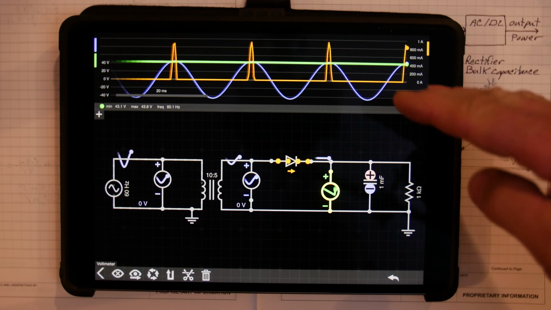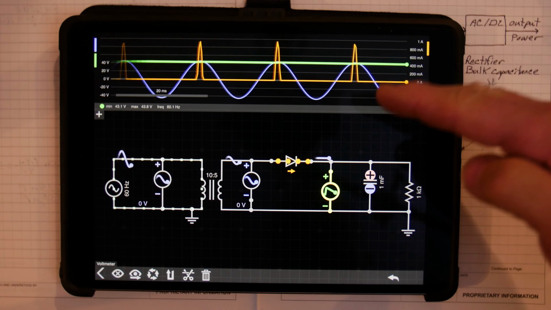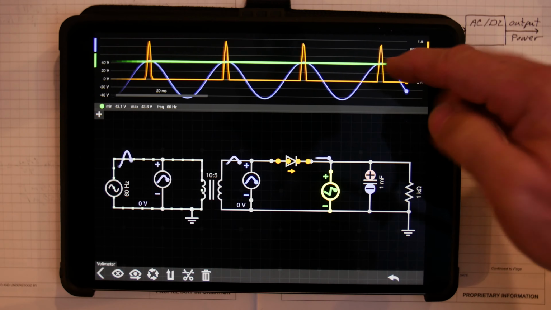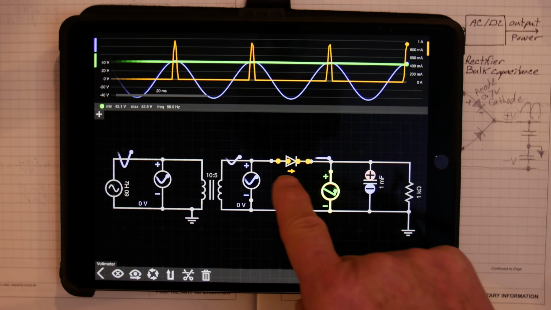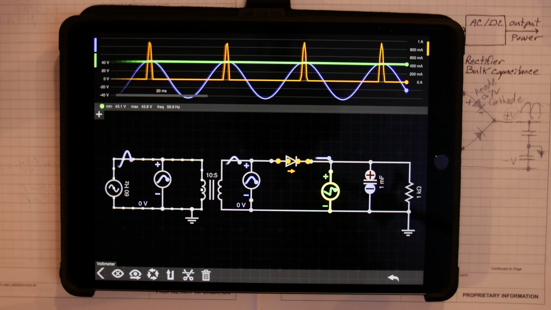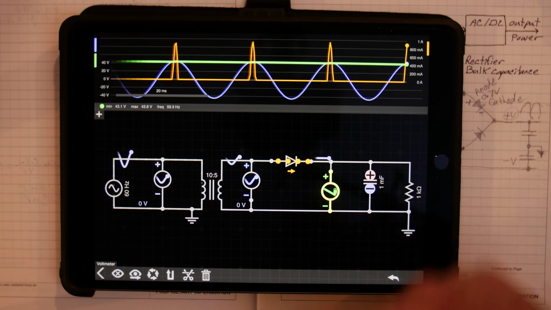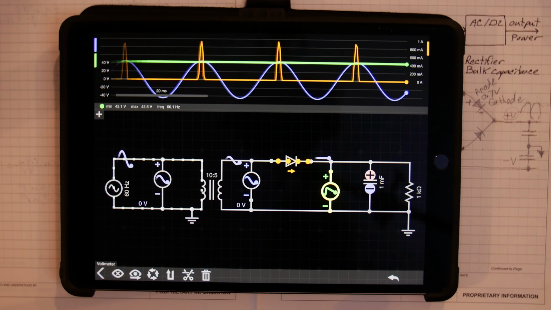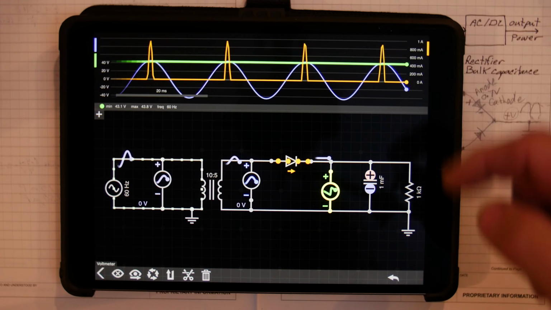Now, if you've noticed, the voltage has been dropping though. The DC value has been dropping. The peak of the green waveform has been dropping because we're getting more losses to the transformer and the diode as we increase those peak currents. Because we're all the way up to 1 amp now.